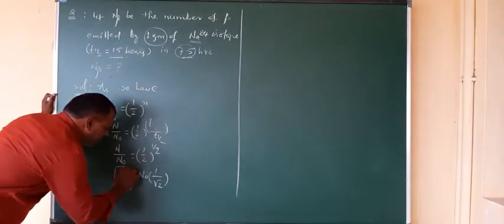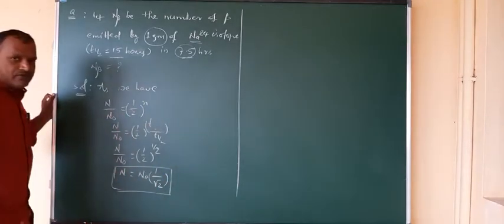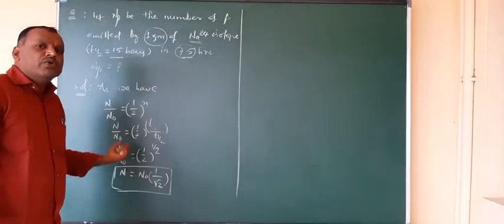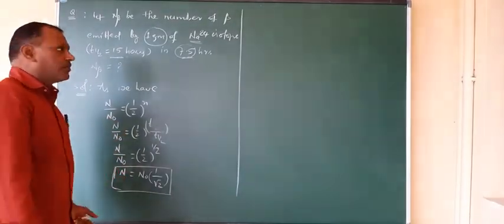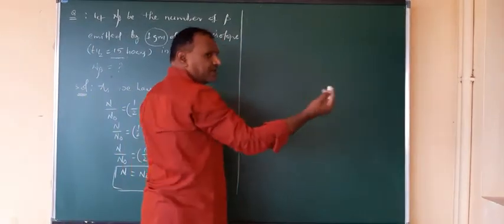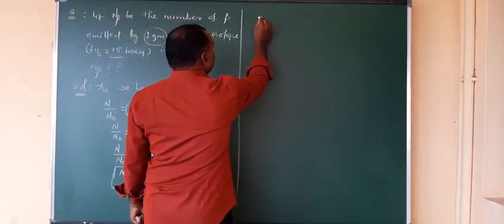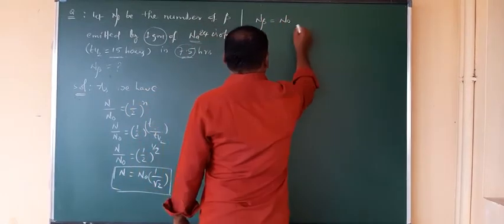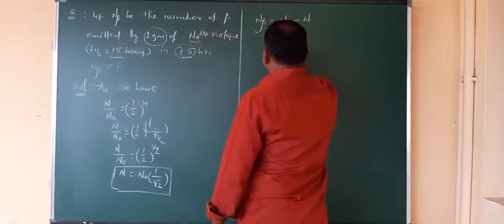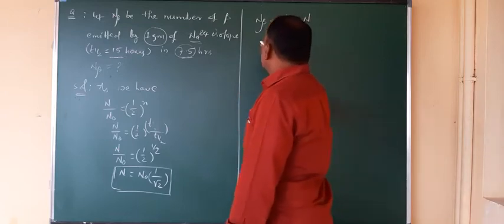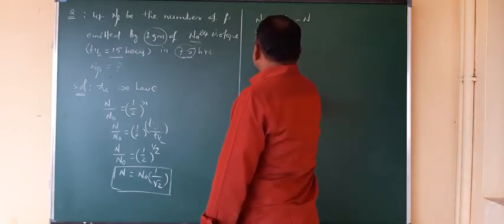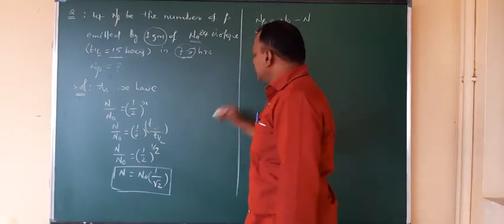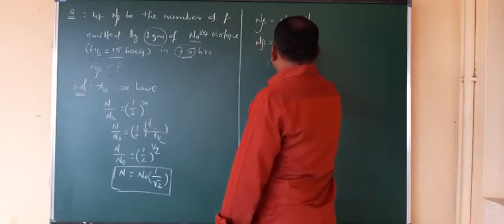This is the number we have as of now. That means in half of a half-life, only this much amount of nuclei remains. So how many have decayed? The decay is given by N beta is equal to the initial number N naught minus N, and N here is N naught upon root 2.